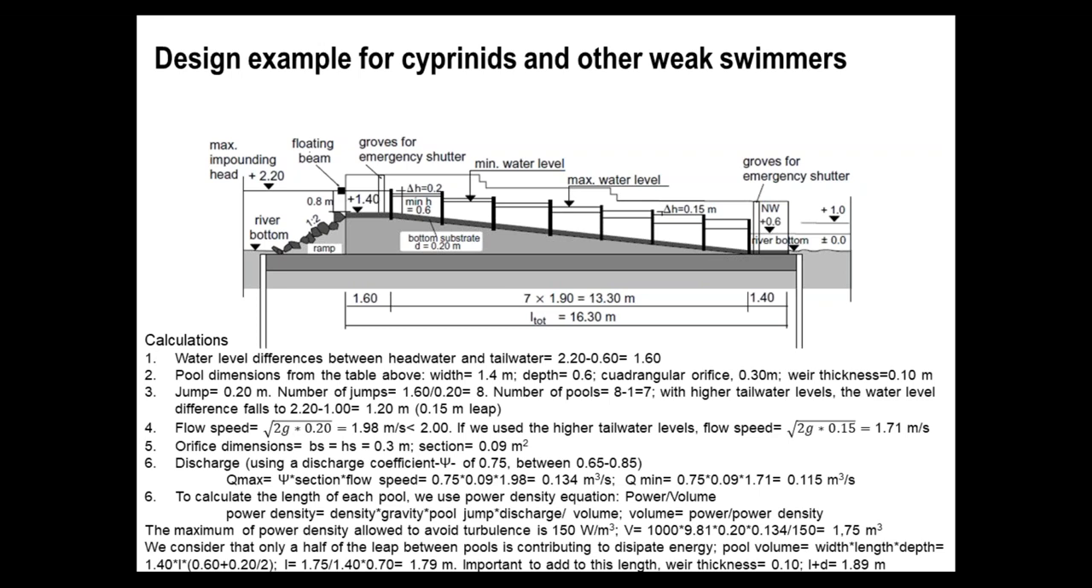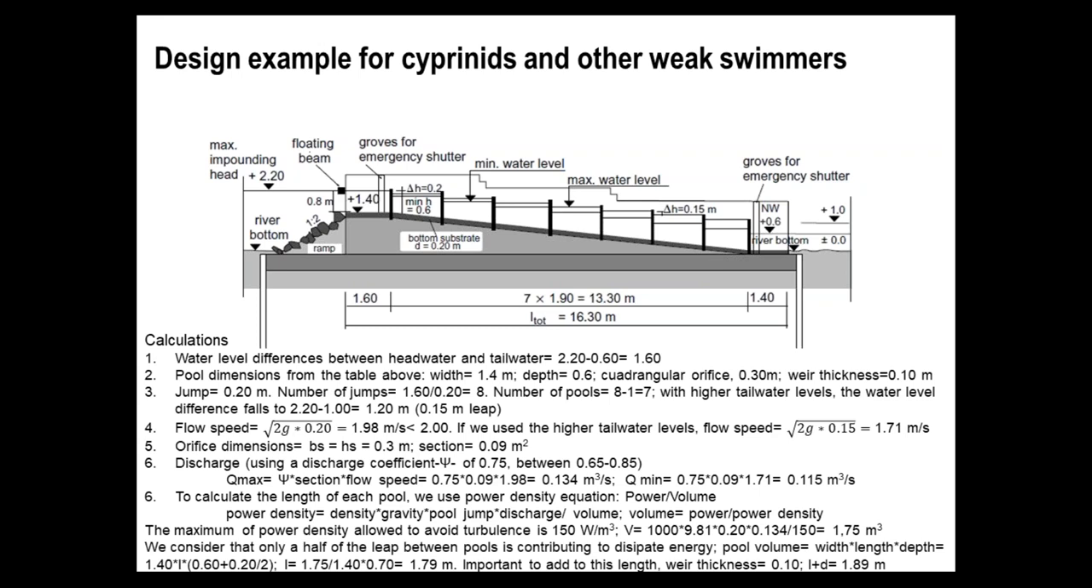we will study now. The first is also the same: to calculate the difference between headwater and tailwater. The second one will be to check the tables about dimensions. The third, we will study the jump. Normally, we will consider 20 centimeters to 15 centimeters. And knowing the jump, I can calculate the number of jumps and the number of pools.